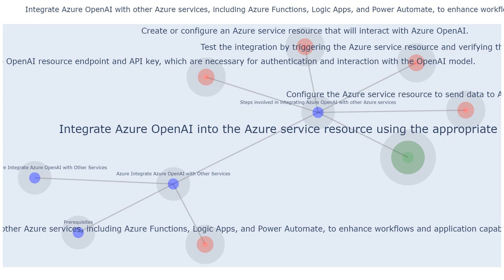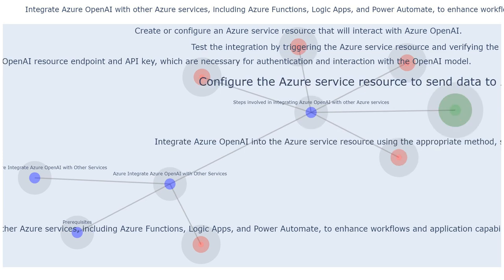within code. To utilize the integrated Azure OpenAI model, the Azure Service Resource must be configured to send data to the model and receive responses. This configuration involves defining the input data format, specifying the desired model behavior, and handling responses. For instance, an Azure function might be configured to receive user input, format it for Azure OpenAI, send the data to the model, and receive a generated response, which it then processes and returns to the user.